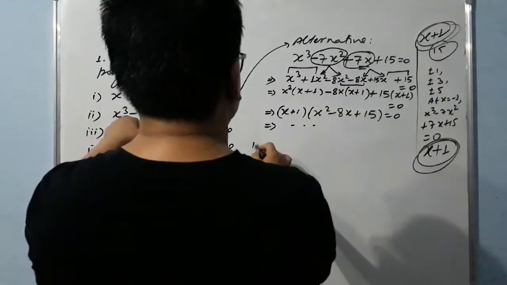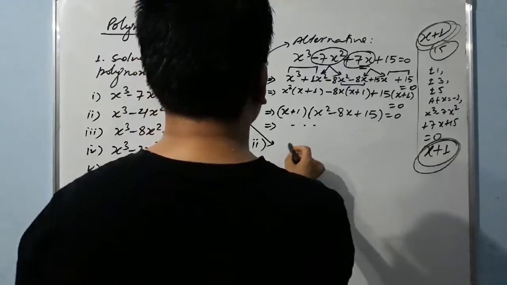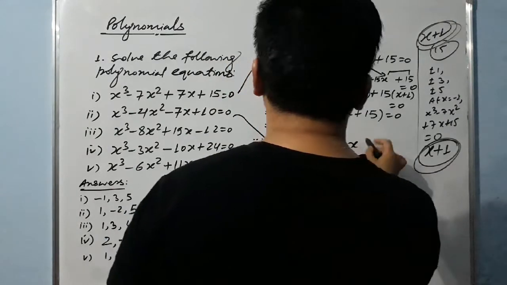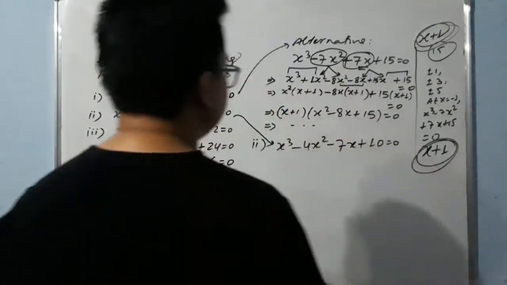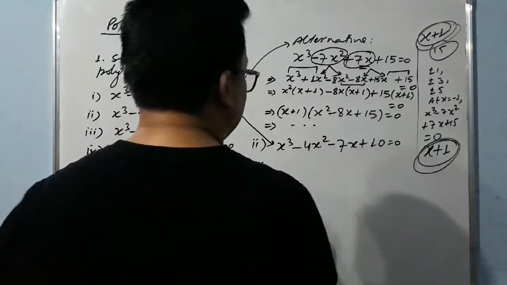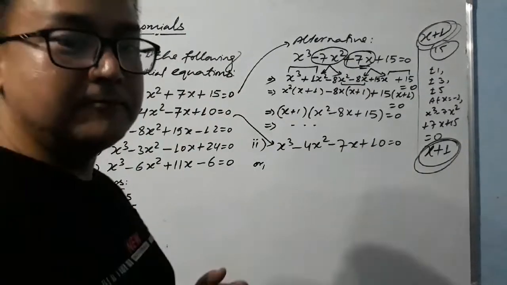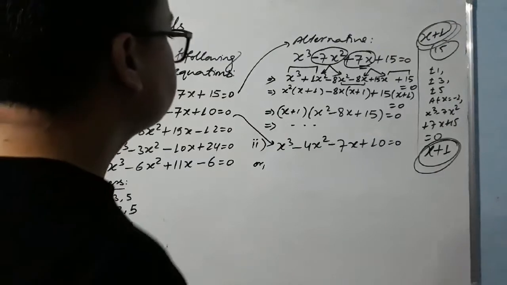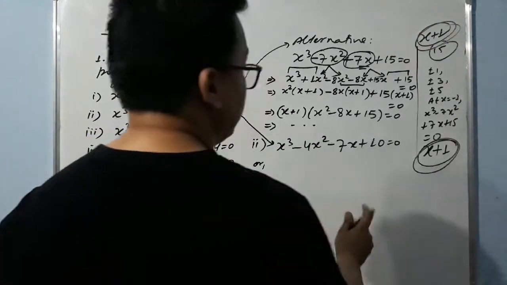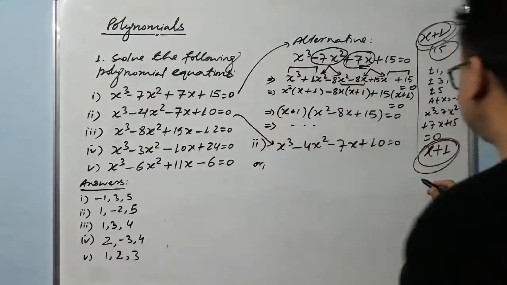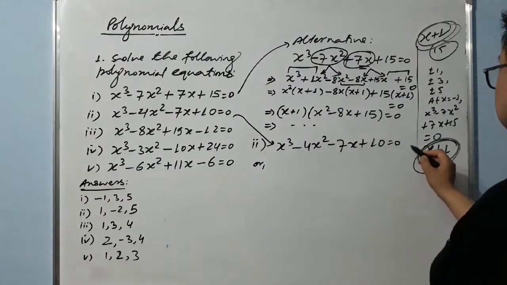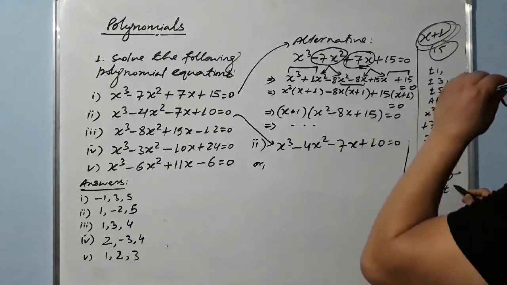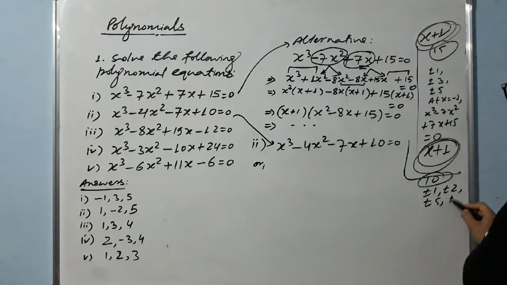Let me explain the second method again. Just a hint only: x cube minus 4x square minus 7x plus 10. The first method is easy. If you are in confusion, here are 2-3 lines on how to do this one. Firstly let's find out the factor. Possible factors of 10 are plus minus 1, plus minus 2, plus minus 5, plus minus 10.